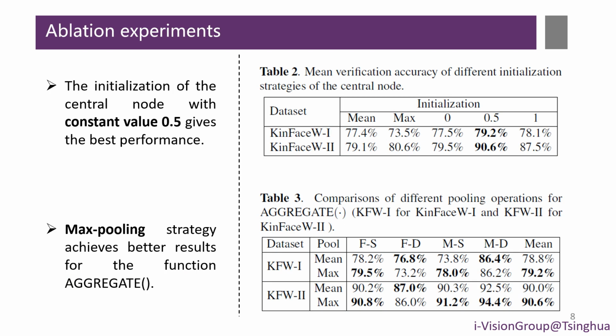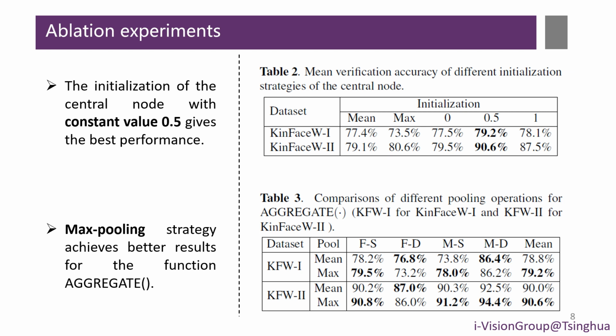To investigate the influence of individual design choices and validate the effectiveness of the proposed GKR, we further conducted ablation experiments. The initialization of the central node is an important design choice given that the central node is the bridge of the kinship relational graph. One strategy is to aggregate the initial values of all other nodes by mean or max pooling. Another way is to initialize the central node with constant values, such as 0, 0.5, and 1. The results show that the initialization with constant value 0.5 gives the best performance, which is employed in the following experiments.